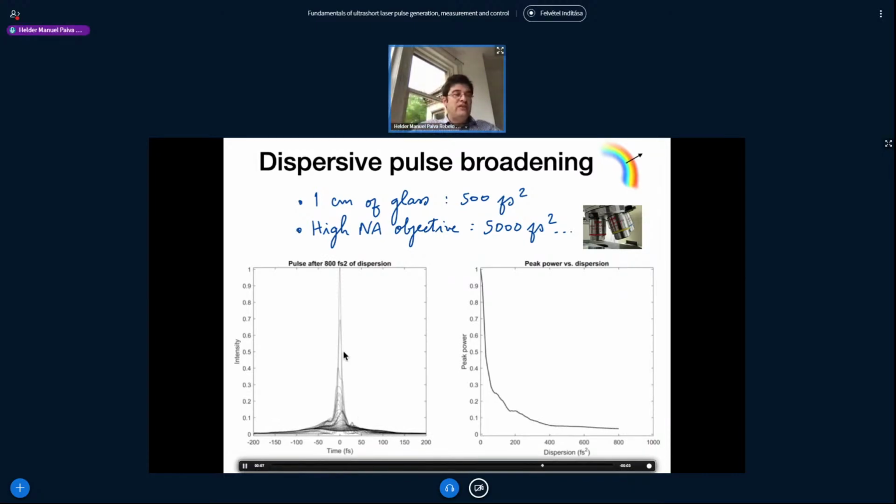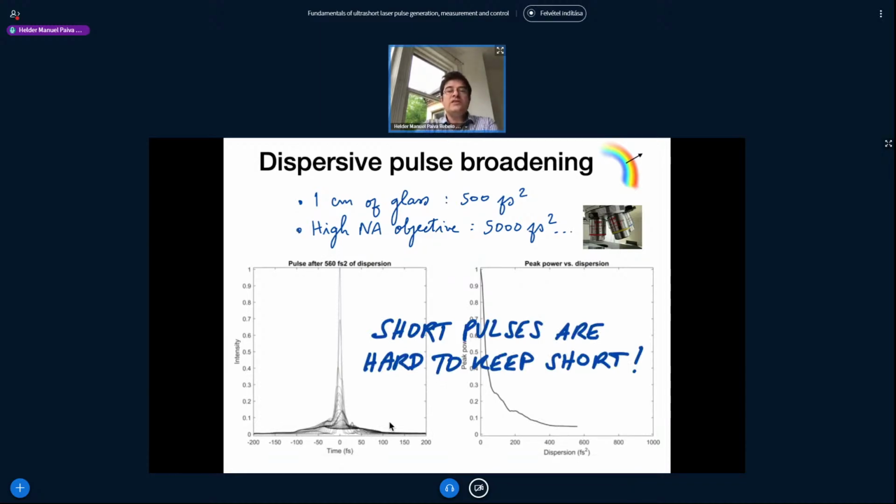Okay, it becomes so spread in time that its peak power drops dramatically, as you can see here. So this is the peak power, and this is the duration. And the energy is being essentially diluted in time. So the pulse is still there. It's still a laser pulse, but it's not an ultra-short pulse anymore.